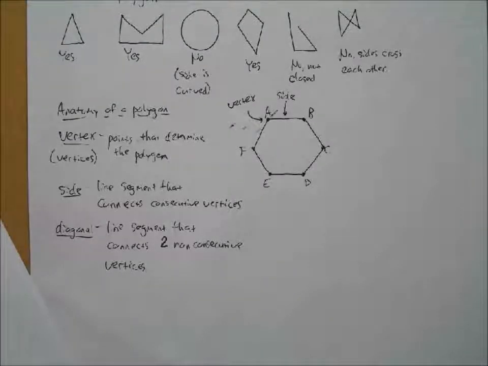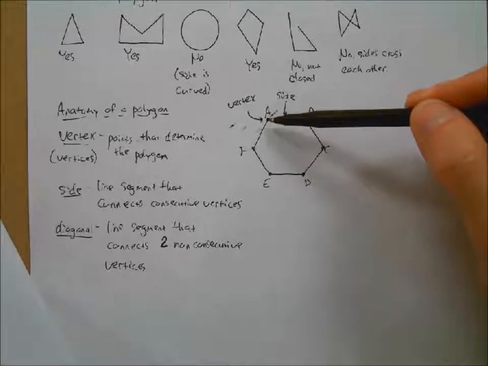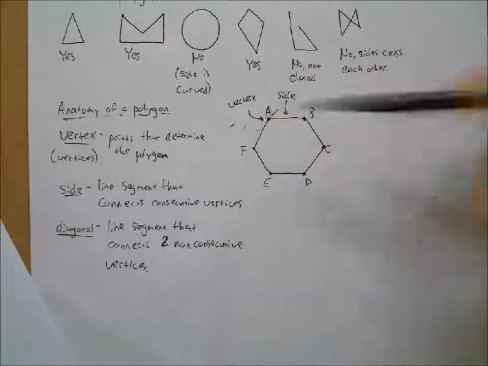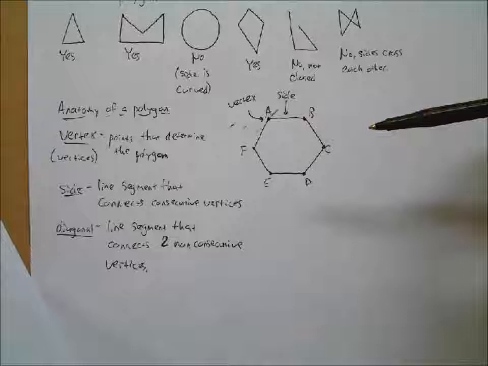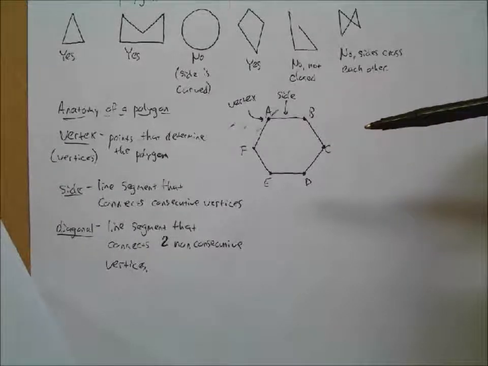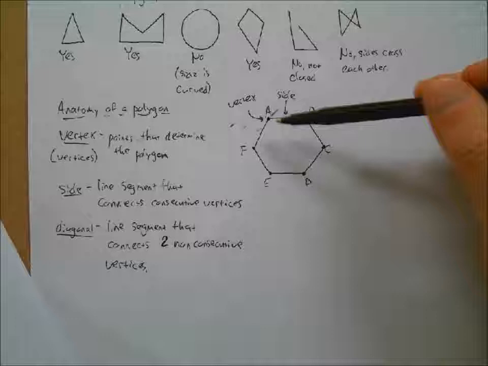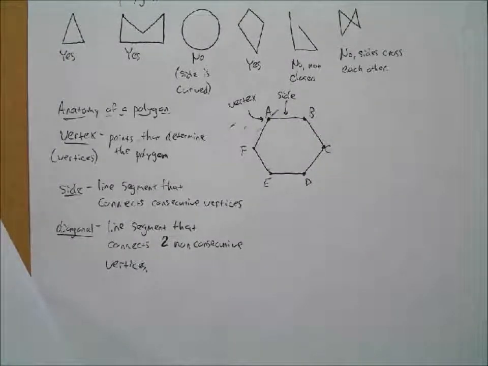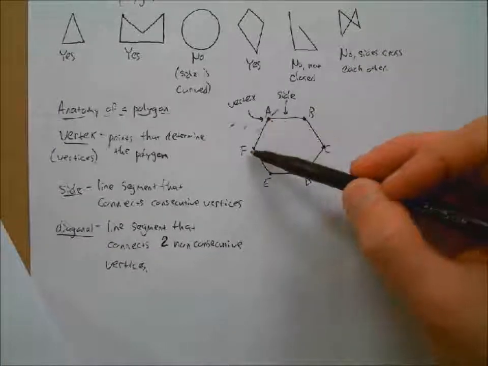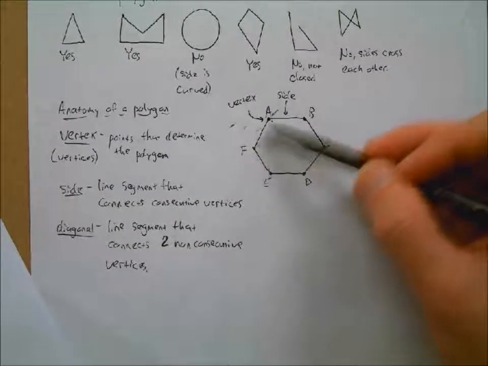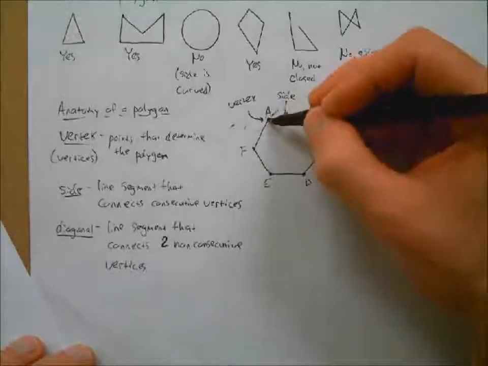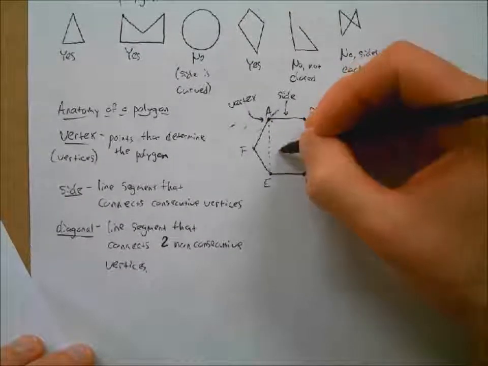So if we want to draw a diagonal, let's say we want to use A as one of our endpoints of our diagonal. What other points can we connect A to make a diagonal? E, D, and C, and only those three. A to F would create a side, not a diagonal, because A and F are consecutive. They're next to each other. A and B also would not create a diagonal. It would be a side, because again, they're next to each other. So there is a diagonal.